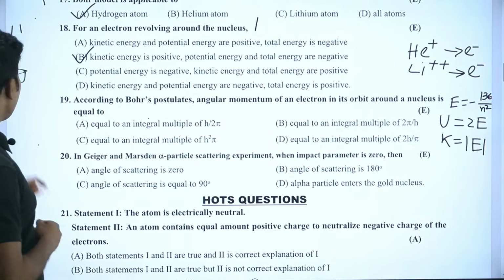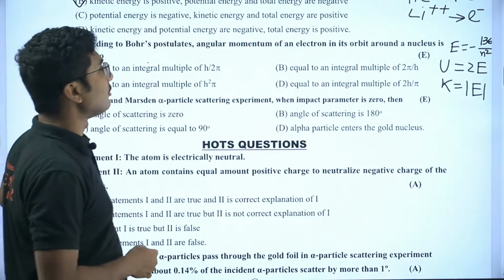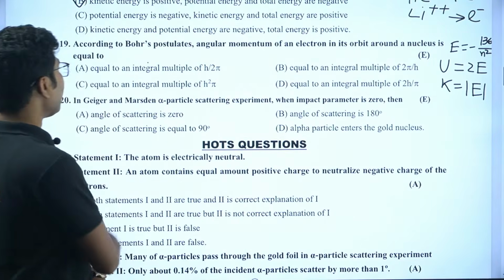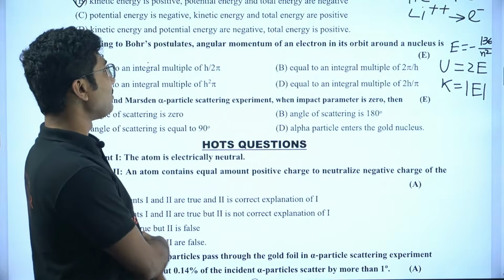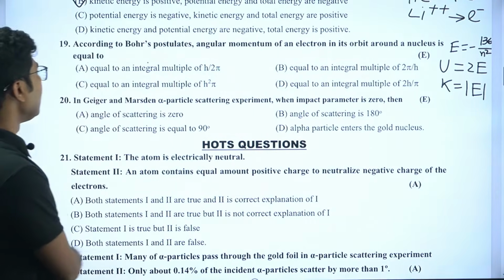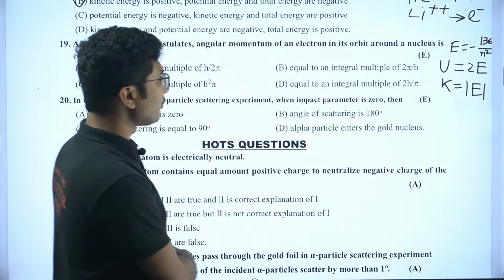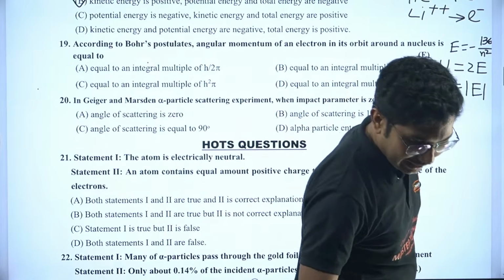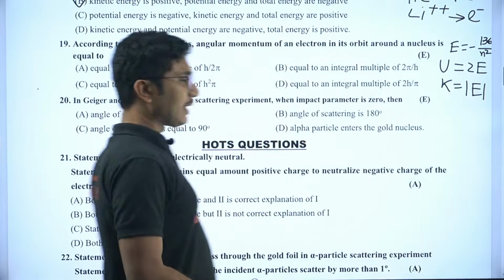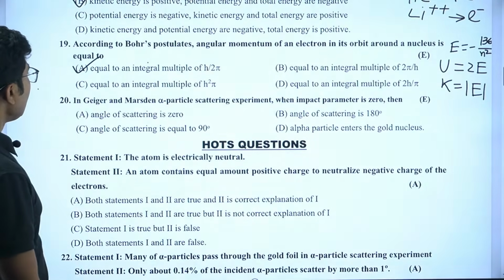Now, according to Bohr's postulate, the angular momentum of an electron orbiting around the nucleus is equal to an integer multiple of h by 2 pi. So 19A, yes, Pooja and Nagaraj both have answered correctly: an integer multiple of h by 2 pi.